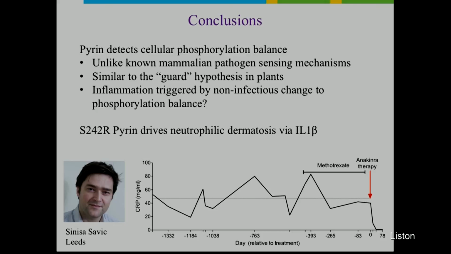Now, the second point is much more relevant for the patients, and this is that this mutation, if we're correct, should be driving the neutrophilic dermatosis via the production of IL-1 beta. So for this, we collaborated with Sinsa Savic from Leeds University, who had one of the patients in the British cohort, and this patient really had chronic elevation of inflammatory mediators. It was completely resistant to methotrexate. If we added anakinra to block IL-1 signaling, however, we saw within a couple of days a complete remission. The inflammation disappears, the skin condition disappears, and the patient remains very healthy.